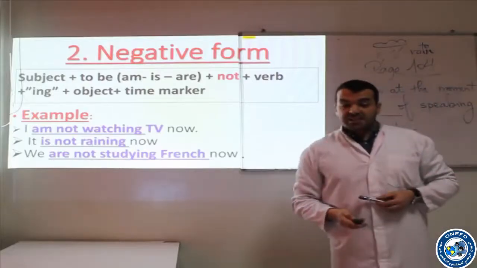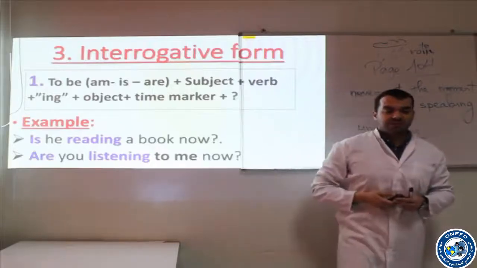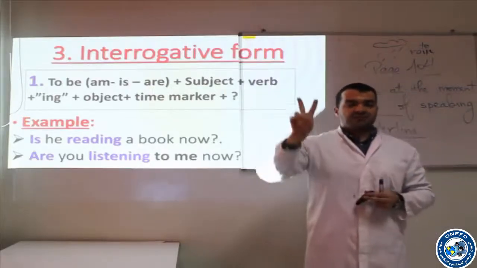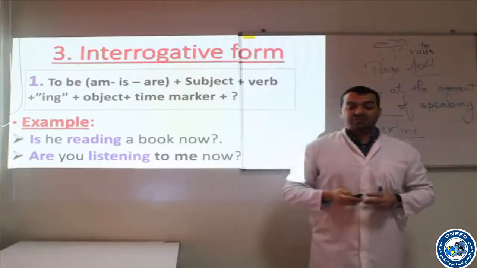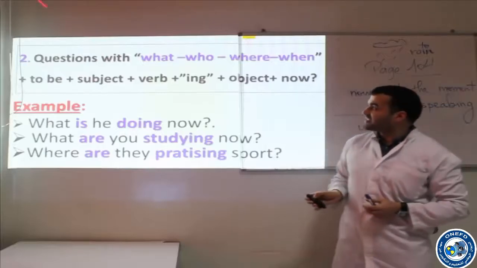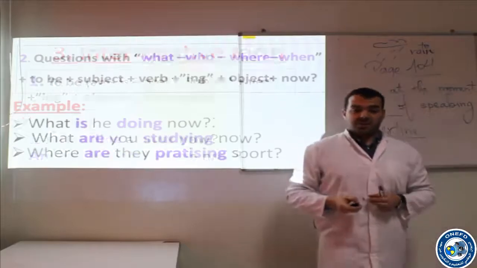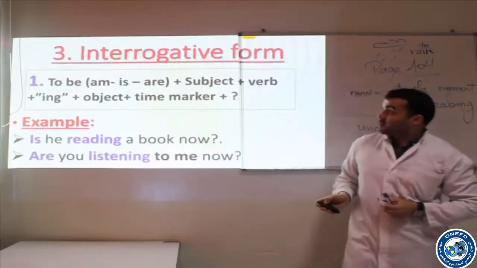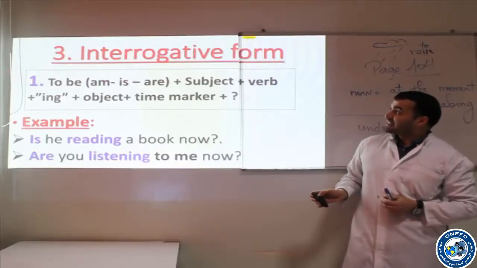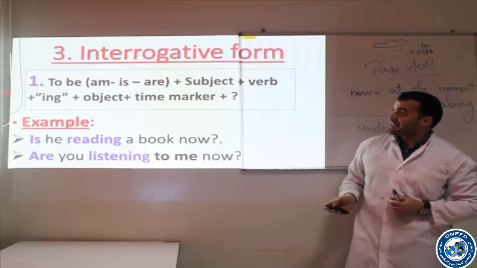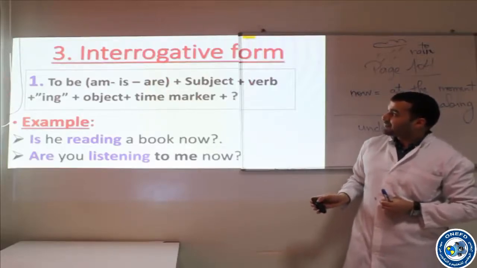The last form, interrogative form. When you ask a question, here we have two kinds of questions. We have yes or no questions, and we have WH questions, when you use, for example, what, who, where, when, etc. First case, we start with auxiliary to be, is, are, plus subject, plus verb, plus ing, plus object, plus time marker, plus the question mark.